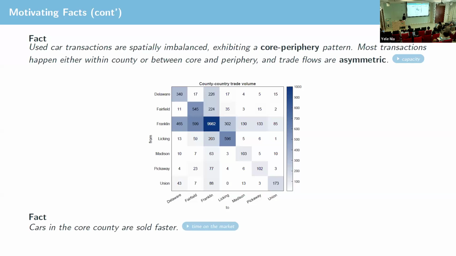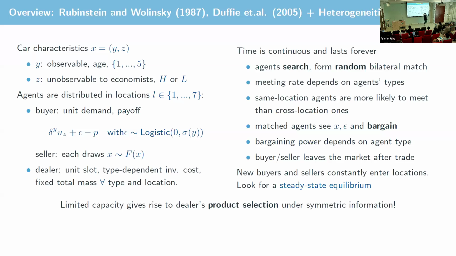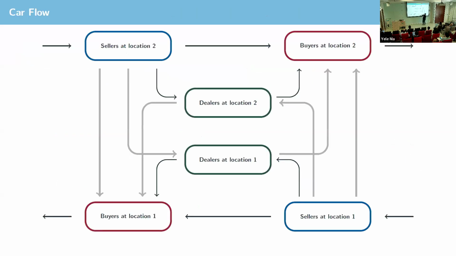So cars in poor county sold faster. As the theorist in this project, I tend to talk about the model less. One page. So there will be vertical and horizontal heterogeneity of cars. Observable characteristic is the car's age. That's what we model.